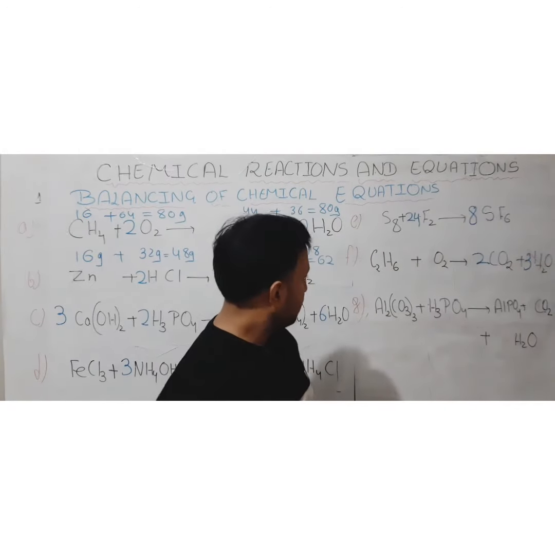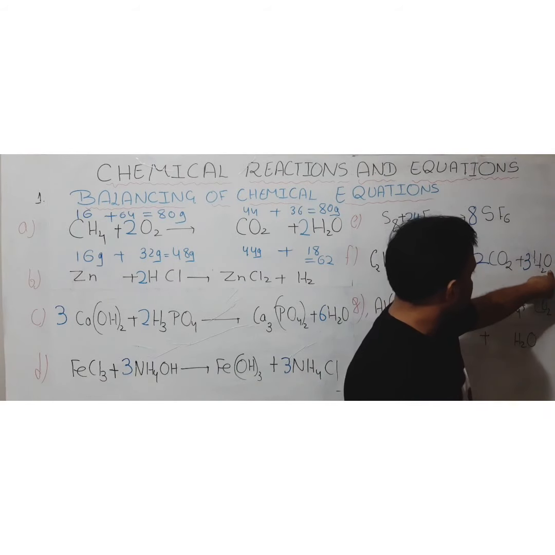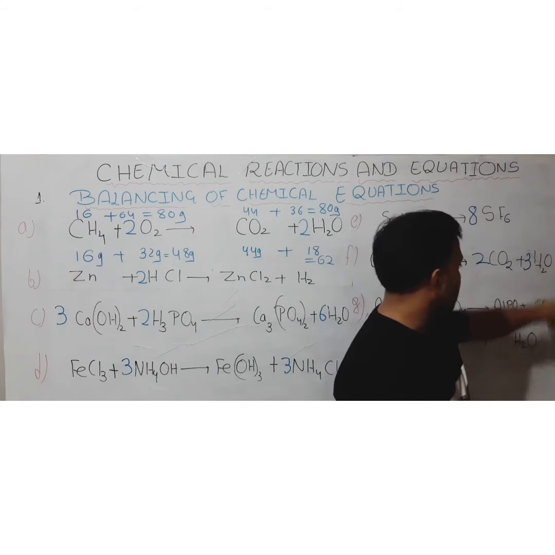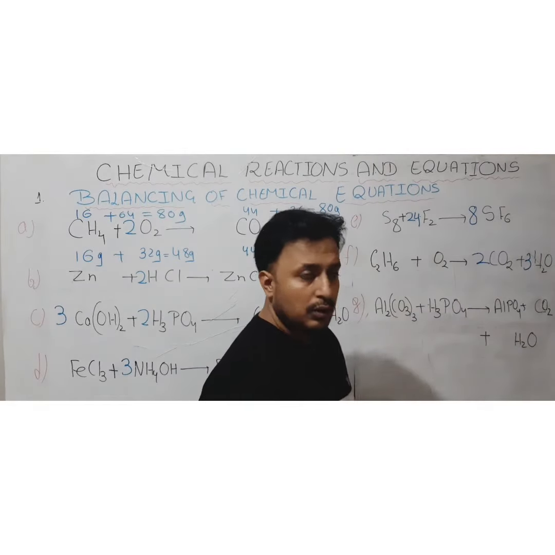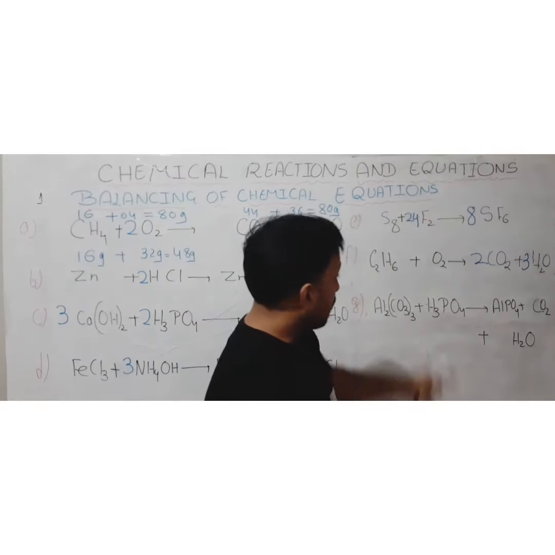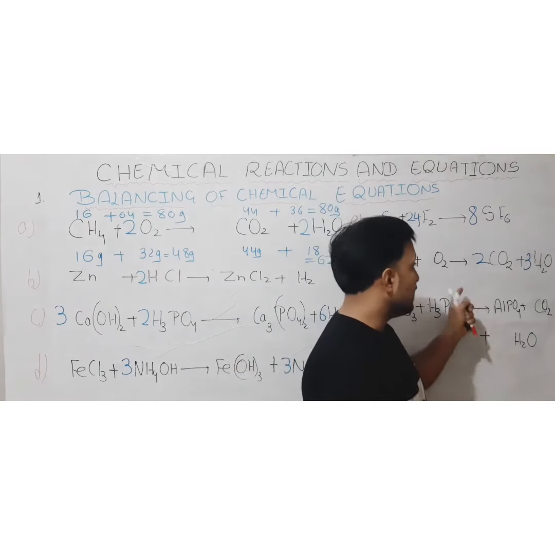Now check oxygen. When you check, it becomes 2 into 2, 4, plus 3, becomes 7. Now oxygen is 7, but here it is 2, and there is no other oxygen. So how to balance oxygen here, because here oxygen is coming in an odd number.